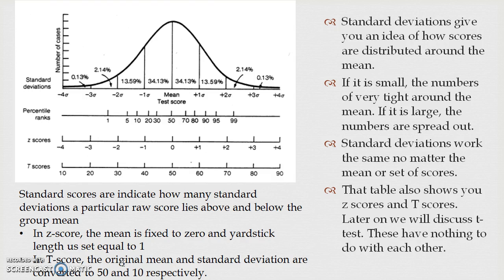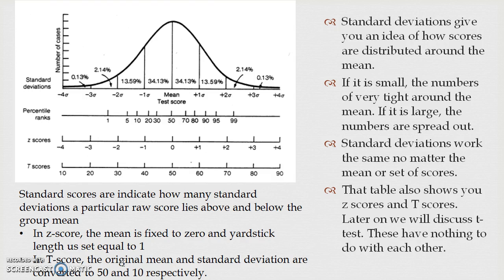So if you have, let's say, a z-score of +2, it indicates a person is 2 standard deviations above the group mean, and a -1.2 indicates that the person is 1.2 standard deviations below the mean. And that's the same thing for your t-scores. If I have t-scores, the mean is 50, right? And the standard deviation is 10.